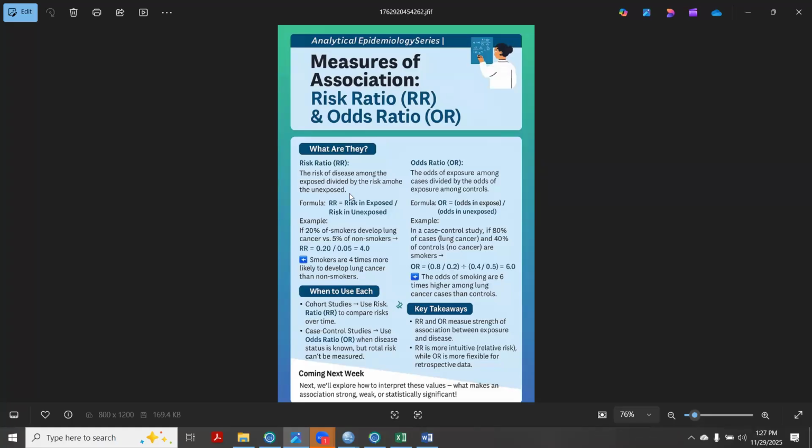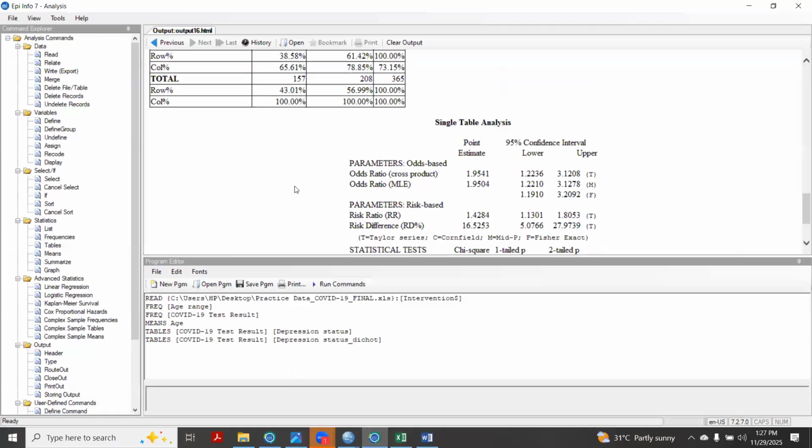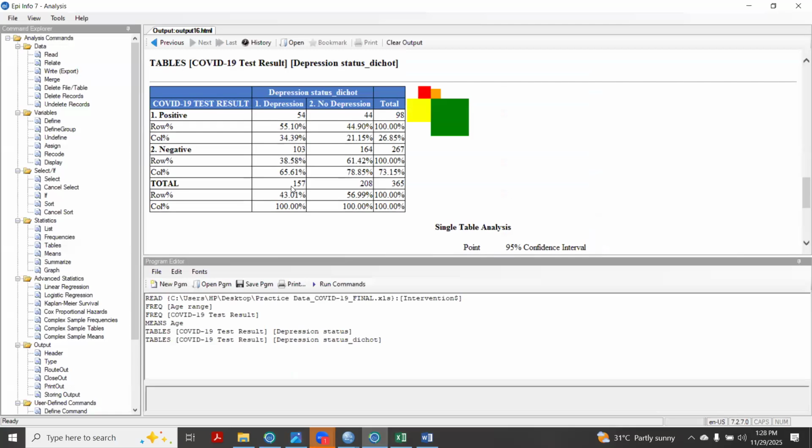Risk ratio is the risk of disease among the exposed divided by the risk among the unexposed. Now, let's look at our example. Who are the exposed? COVID-19 test result positive. They are the exposed. Who are the unexposed here? COVID-19 test result negative. They are the unexposed.